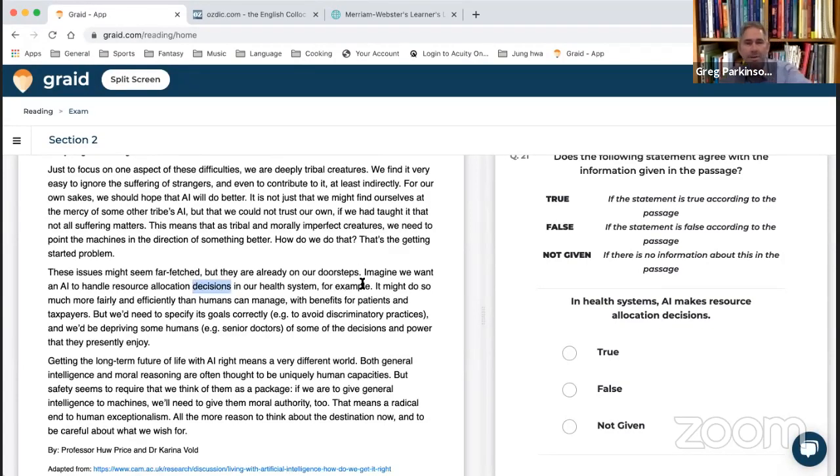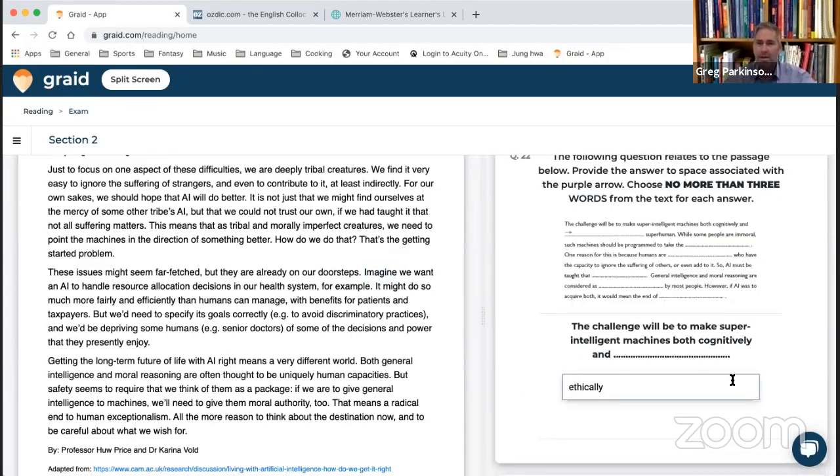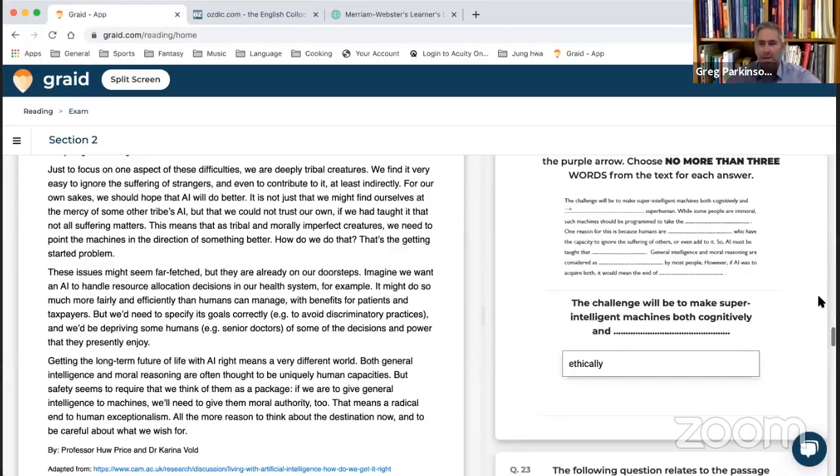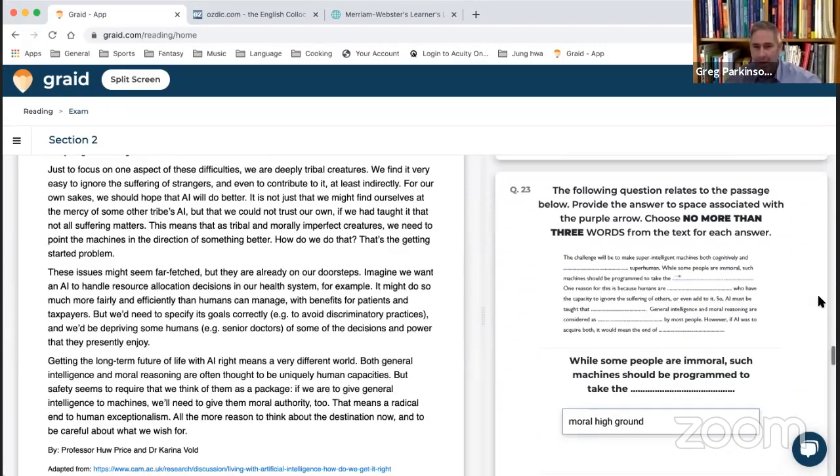Right, so we found the word decision. Now straight away, I see the word imagine, right? So in health systems, AI makes resource allocation decisions. This is saying this is a general truth that in health systems, AI makes resource allocation decisions. But in the reading, we are told to imagine this. So this means it's false, right? Okay, so at this point, we check to make sure we have everything answered.